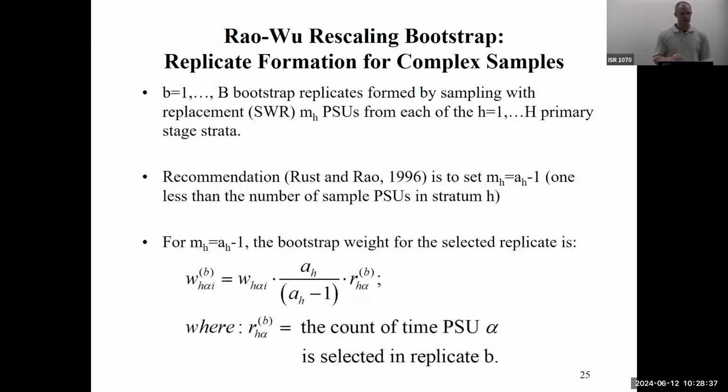But with complex samples, and this is what Rao and Wu were talking about in this particular series of papers, you would form the capital B bootstrap replicates by sampling with replacement m sub h PSUs from each of the different primary stage strata. So you sample those PSUs with replacement from within each of the different strata. And Rust and Rao, in a follow-up paper, suggested using a sub h minus 1 as that value of m sub h for the general performance of the bootstrap in this context. So that just means set m sub h, how many PSUs are being sampled with replacement, equal to the actual number of clusters sampled in that stratum minus 1. And that's what you use for that m sub h value.